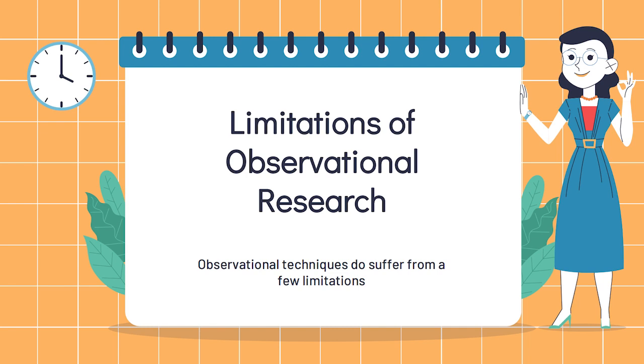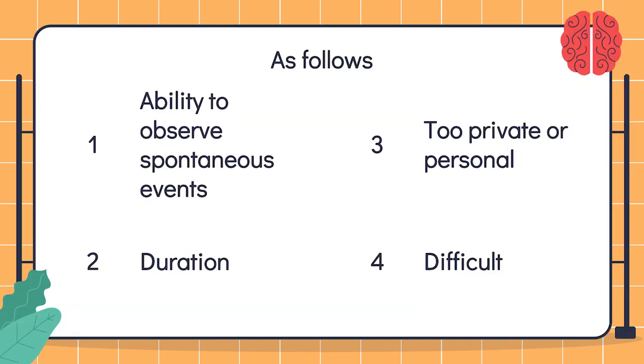Observational techniques do suffer from a few limitations. Some of the more important ones are as follows. 1. It is not always possible to anticipate a spontaneous event and thus be prepared to observe it. Some of the most critical activity at the library's online catalog, for example, may take place when no one is there to observe. 2. The duration of an event affects the feasibility of observing it.